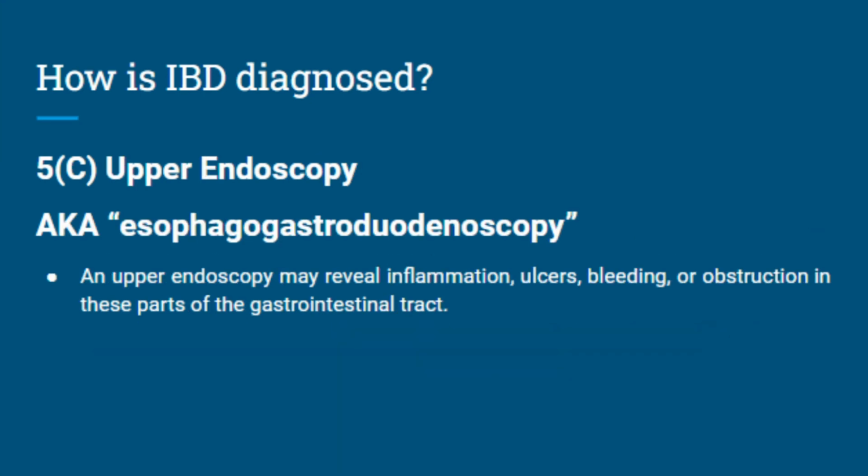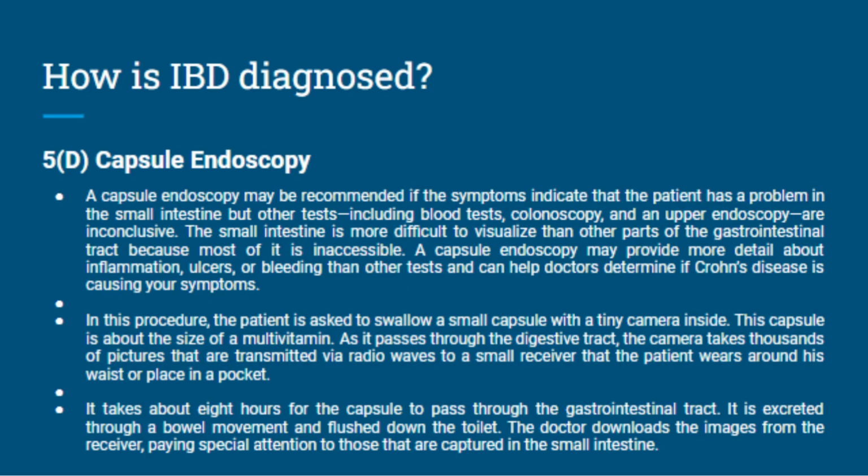5c. Upper endoscopy, also known as esophagogastroduodenoscopy. An upper endoscopy may reveal inflammation, ulcers, bleeding, or obstruction in these parts of the gastrointestinal tract. 5d. Capsule endoscopy. A capsule endoscopy may be recommended if the symptoms indicate that the patient has a problem in the small intestine but other tests, including blood tests, colonoscopy, and an upper endoscopy, are inconclusive.